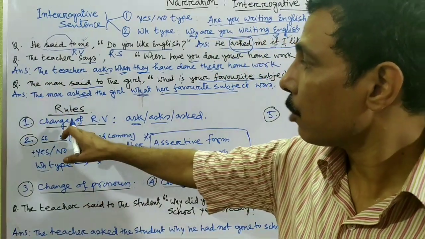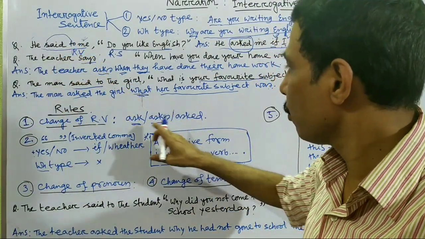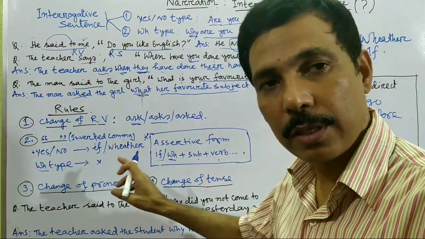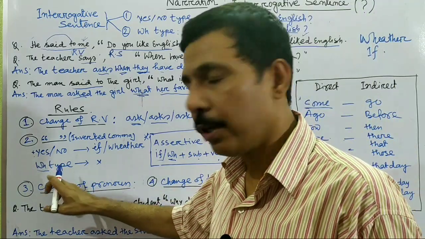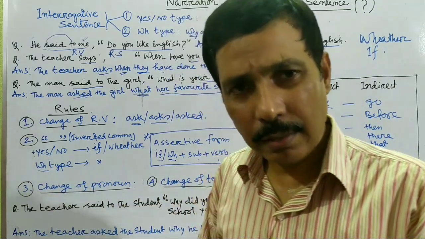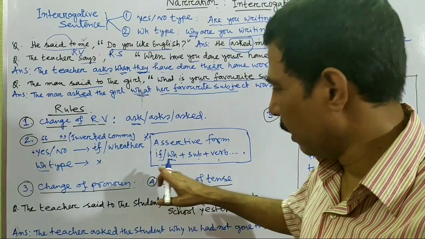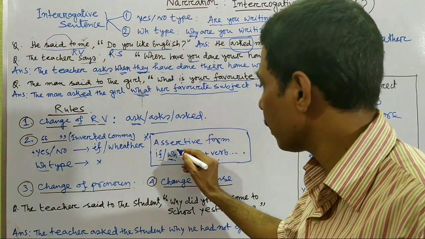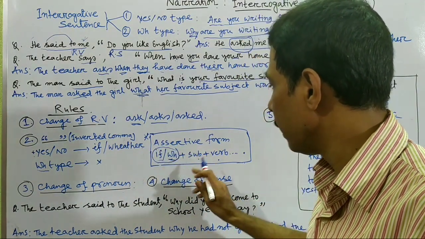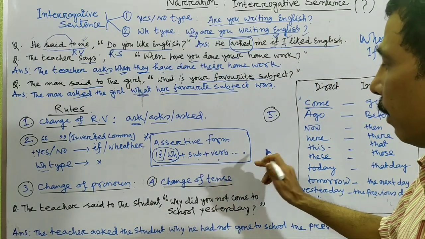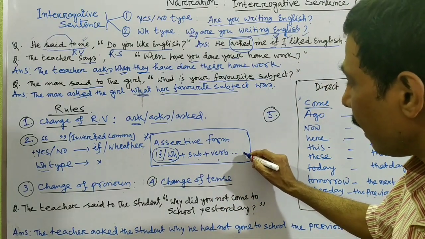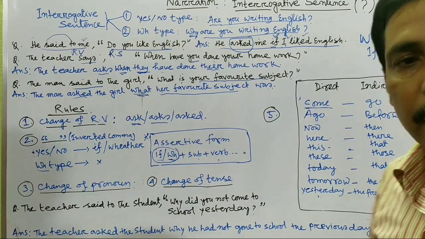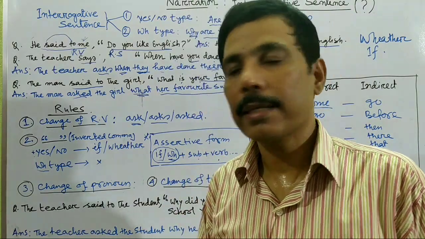Again I repeat. The change of RV: look at the RV, this changes into ask form, ask verb, inverted comma. If there is yes no type, you put just if or whether, and if it is WH type, only put the WH. Then you should follow this form, that means assertive form: first write if or WH, then subject, then verb, then another word, and you should remember that at the end there must be a full stop. That means it turned into an assertive sentence. All indirect speech are written in assertive sentence.